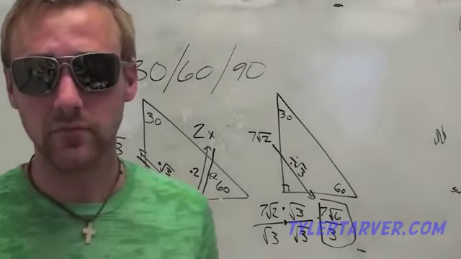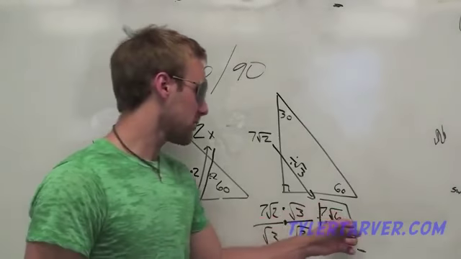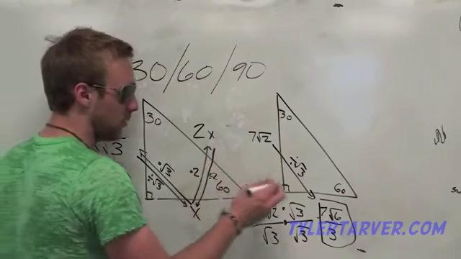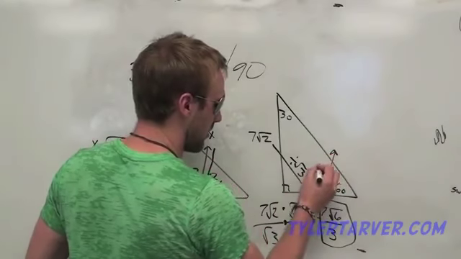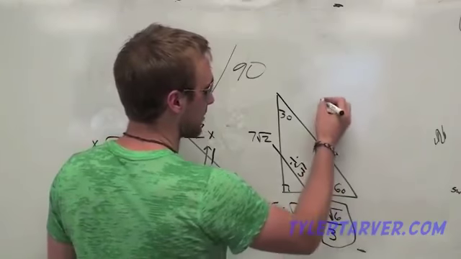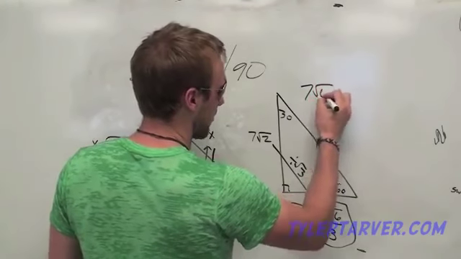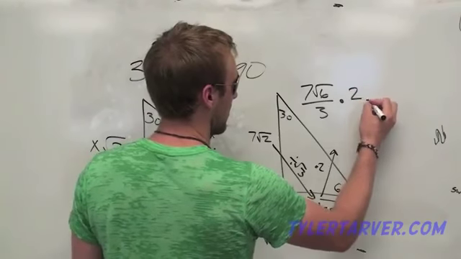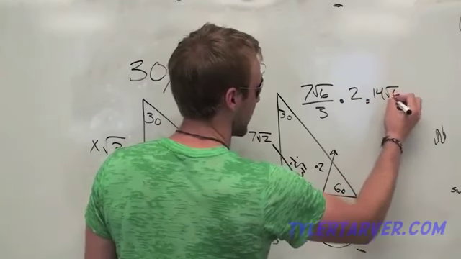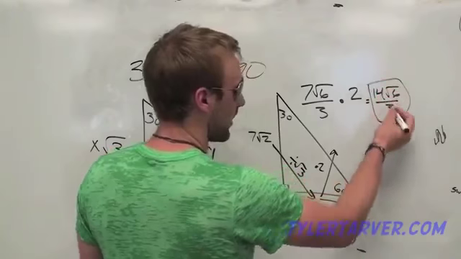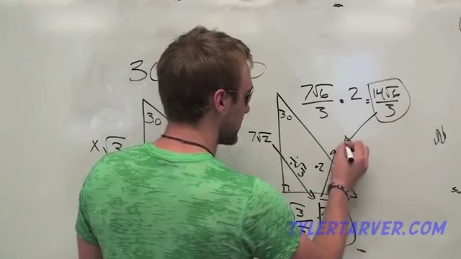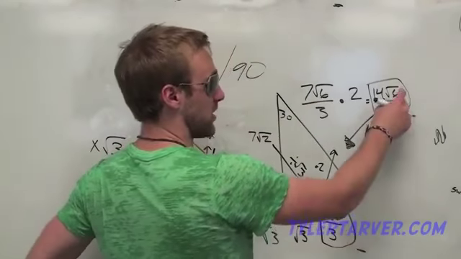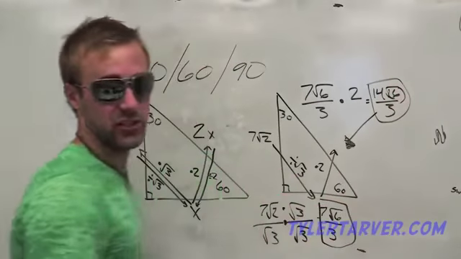Now, what we got to do is multiply this times 2 to go up here, because when we go from here to here, we times it by 2. So, leaving it in simplest radical form, we go 7 square root of 6 over 3 times 2 equals 14 square root of 6 over 3. That can't really be reduced, so that's our answer. If they want it in a decimal, just put that in the calculator as a decimal, but just make sure you close parentheses around that 6 or else you're going to jack up your answer.